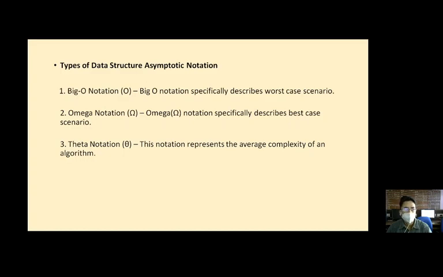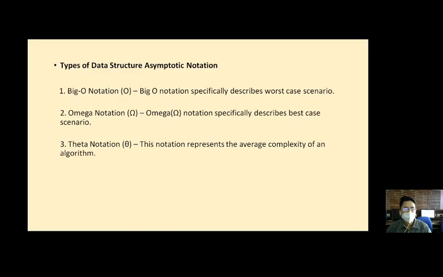And the omega notation. Omega notation specifically describes the best case scenario. It is the situation in which the algorithm takes the least amount of time and space and it performs most speedily. This is represented by omega, and it's the lower bound. The big O is the upper bound, the omega is the lower bound, or the minimum amount of time that the algorithm requires to give you the output or process the data.